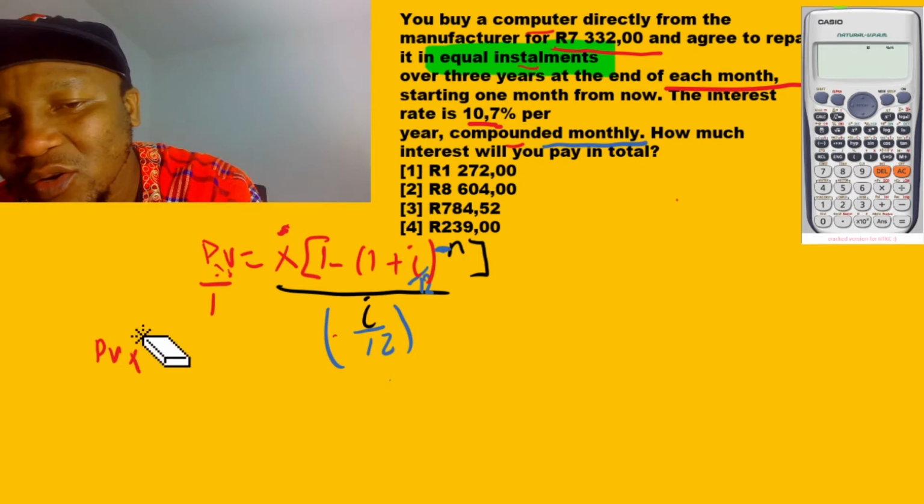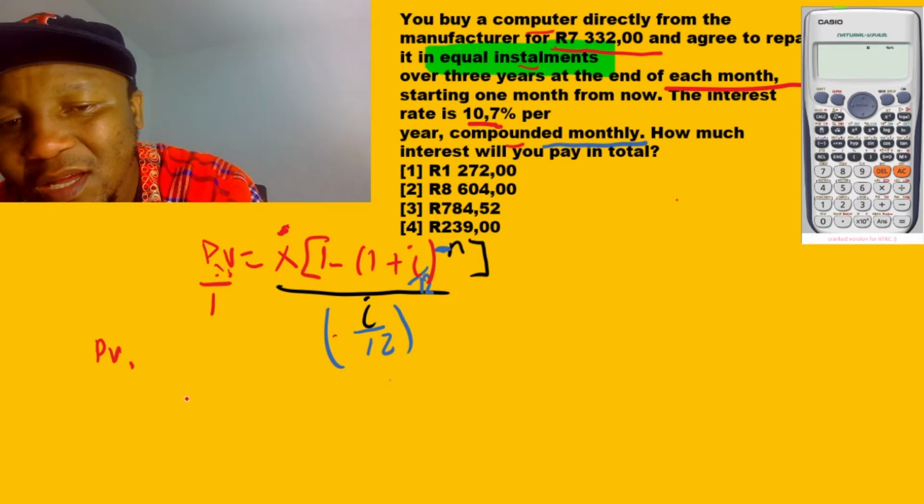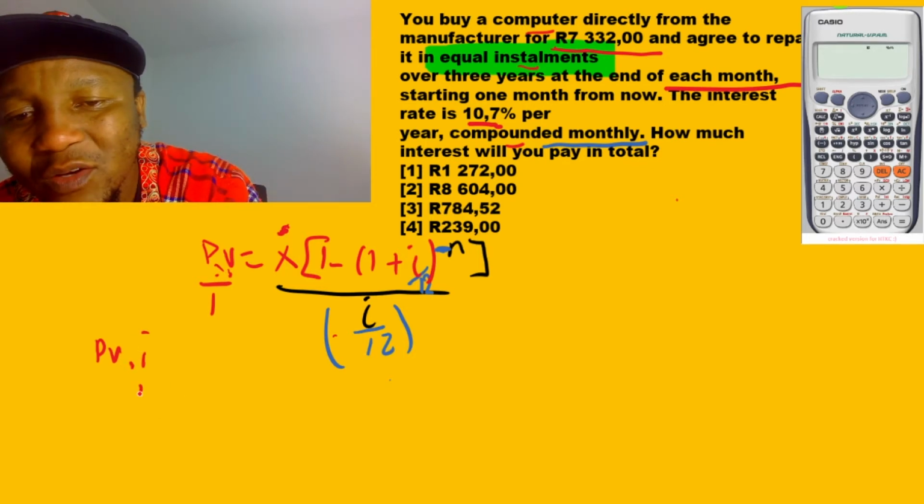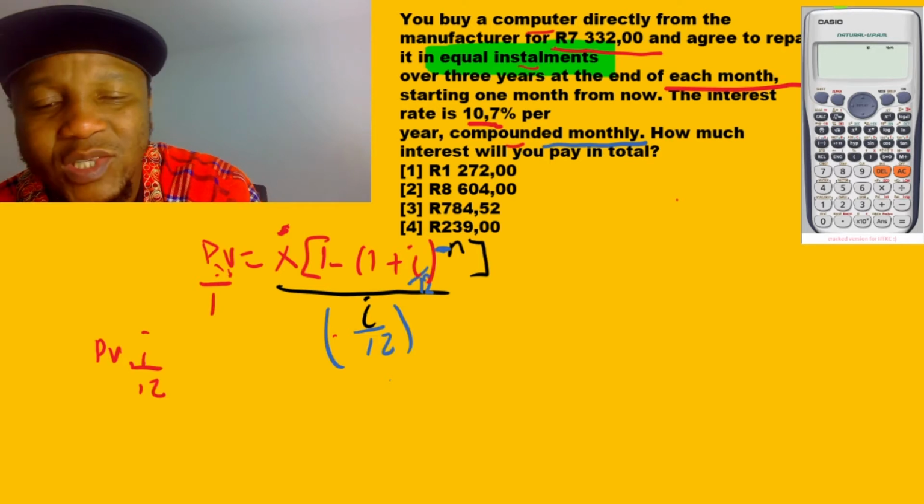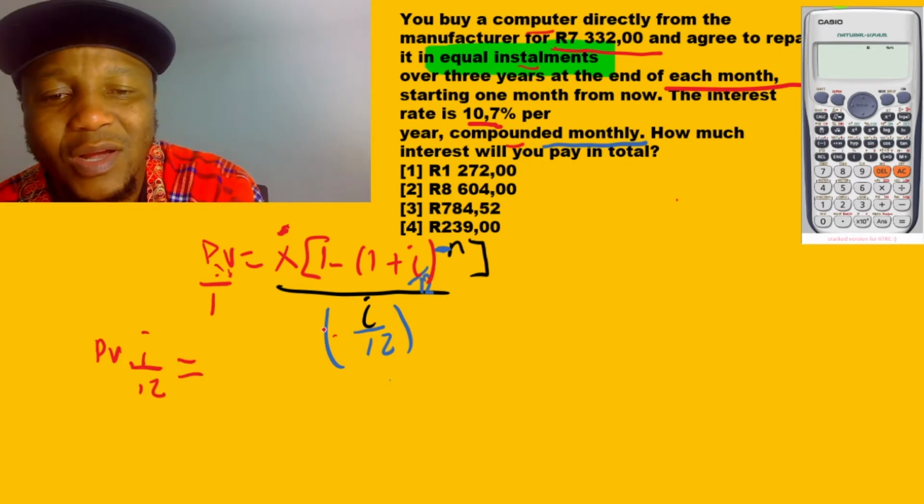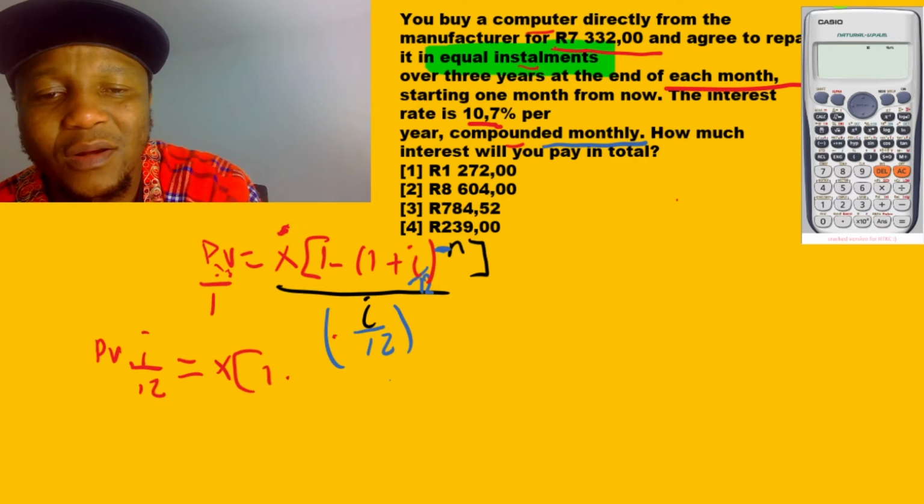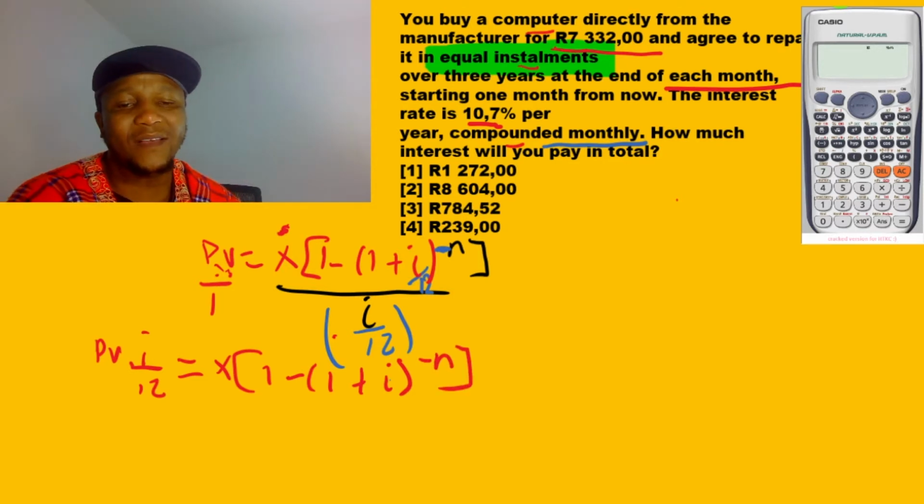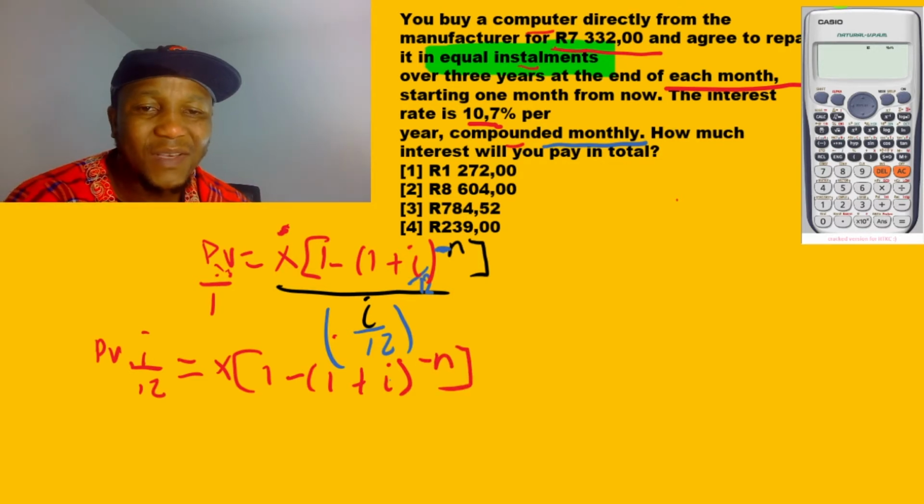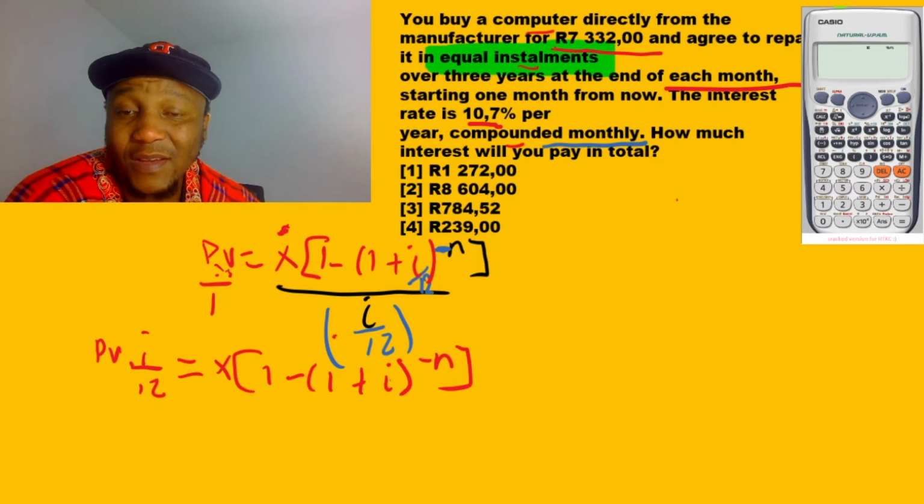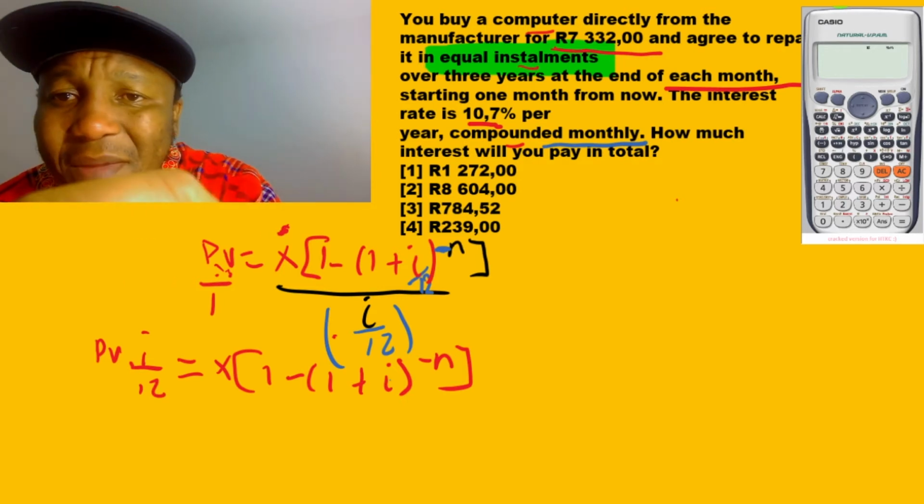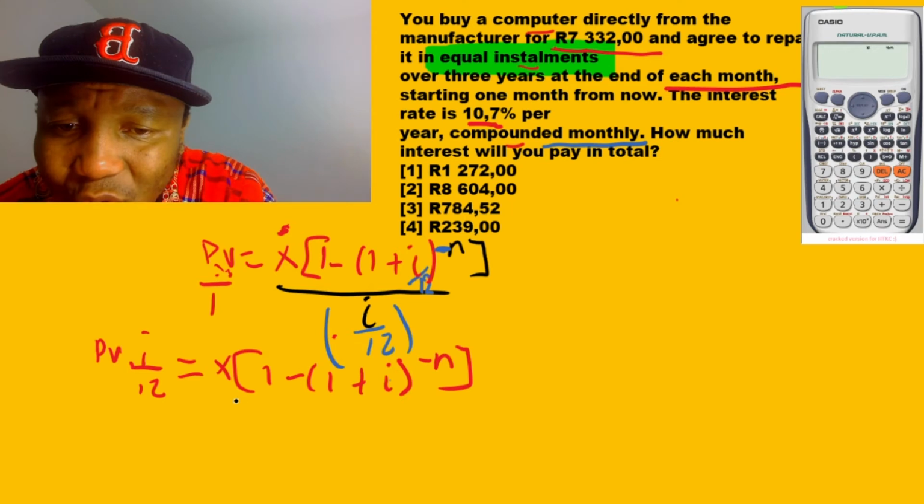Times, the same thing, times I over 12, and then equal to X times 1 minus 1 plus I, minus everything. We want to get the value of X, but how am I going to get X? To make X the subject, simple. So I'll divide throughout.